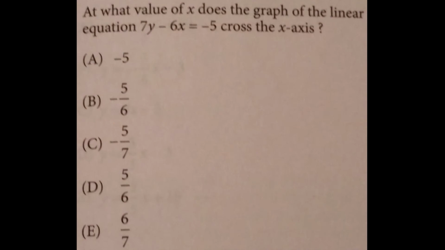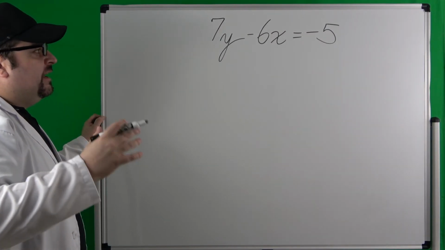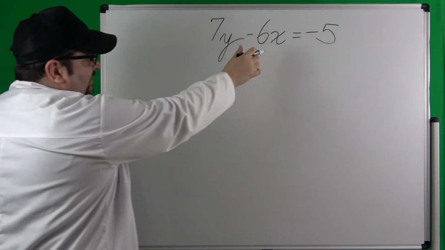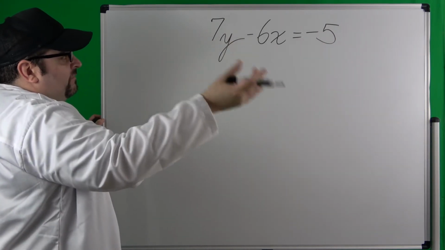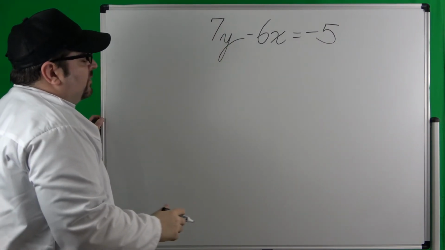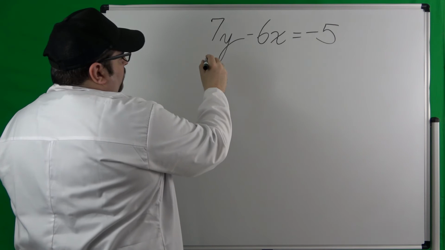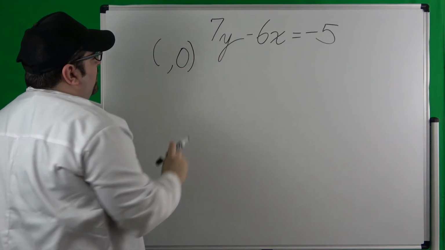At what value of x does the graph of the linear equation 7y minus 6x equal negative 5 cross the x-axis? Alright, so hopefully this is going to be one of the easier problems for you. It's just finding an intercept. So if we're finding the x-intercept, what you would do is substitute 0 in for y, and vice versa if you wanted to get the y-intercept. So they wanted you to find the x-intercept on this one. So we're going to see what happens when y is 0.